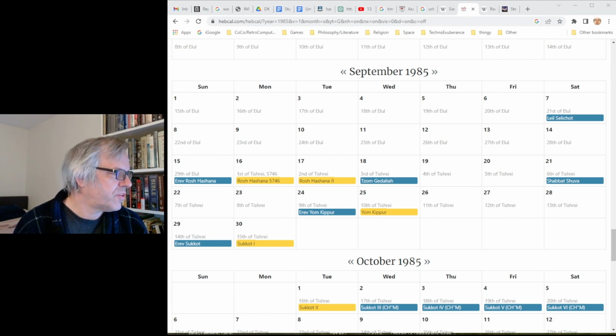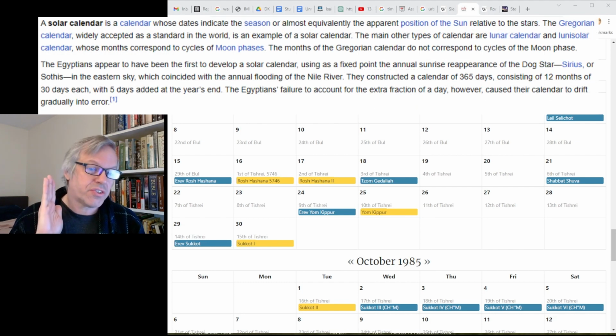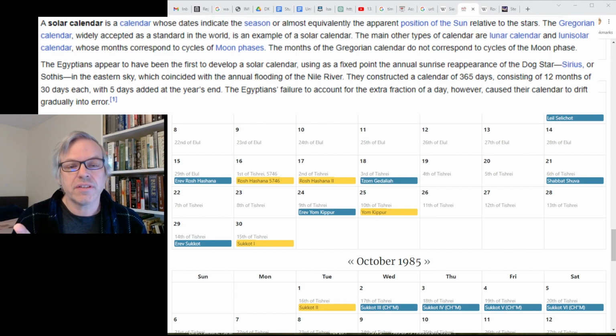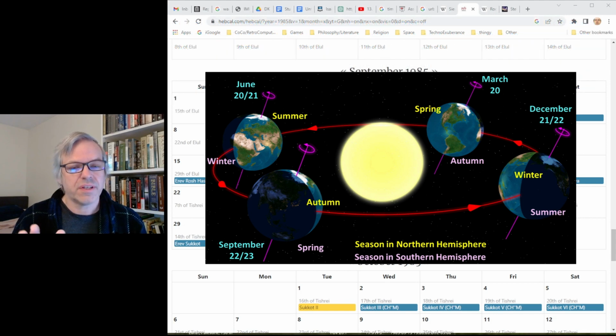This is hebcal.com. It shows the Jewish calendar, and shows the Gregorian. We use the Gregorian calendar, which is a solar calendar. Not to get too technical, a solar calendar is locked to the sun, and the sun determines the seasons. The seasons are the Earth going around the sun. It doesn't care about the moon. It's the Earth going around the sun, with the tilt of the axis.